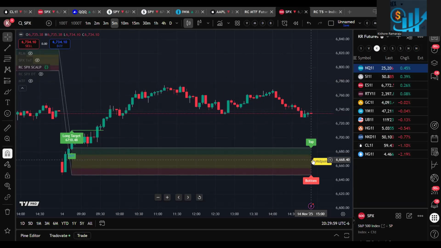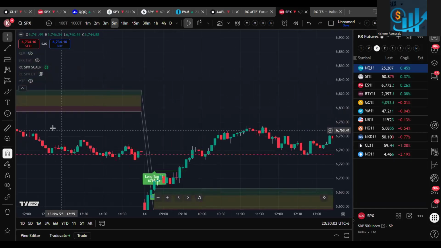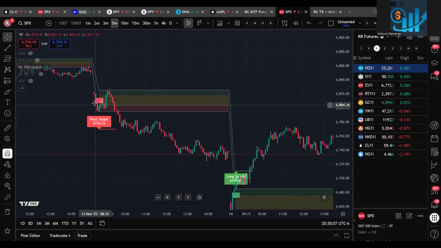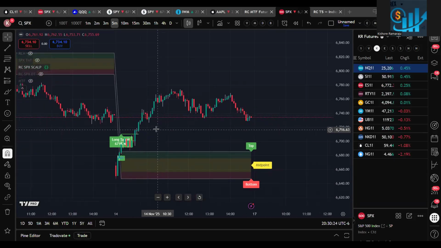So whenever price breaks the bottom, right here price broke the bottom. Then you sell this call, you buy this call, right? At the midpoint, you buy the call, you sell the bottom call. So if price stays below this, then all that money is 100% yours. So like that, every day you can use this strategy, right?